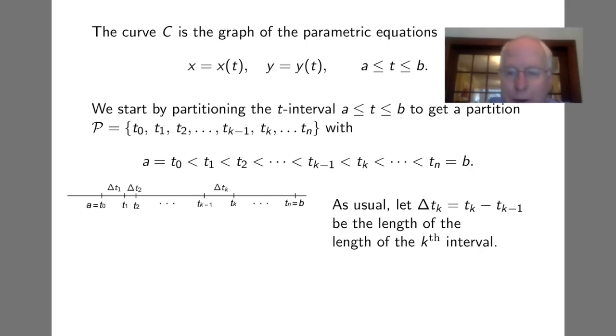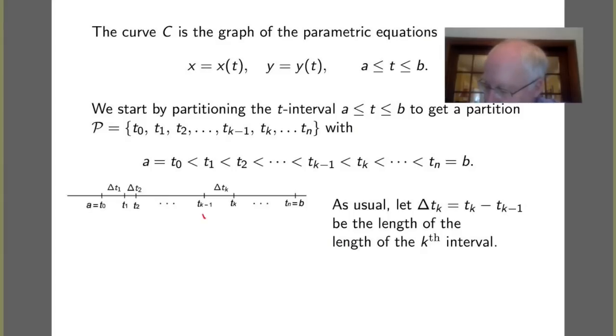As usual, let delta t k equal t k minus t k minus 1. So delta t k then denotes the length of the small kth interval. Here you see delta t1 going from t0 to t1, and delta t2 going from t1 to t2, etc.